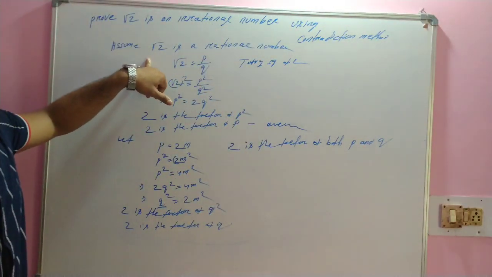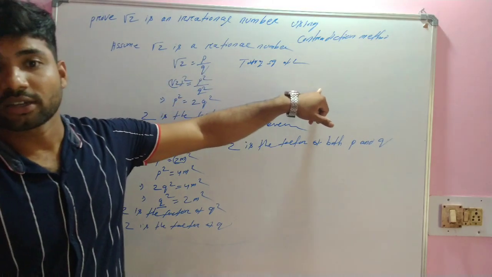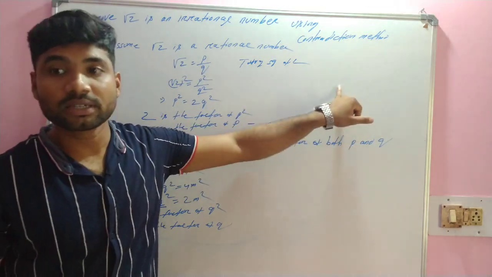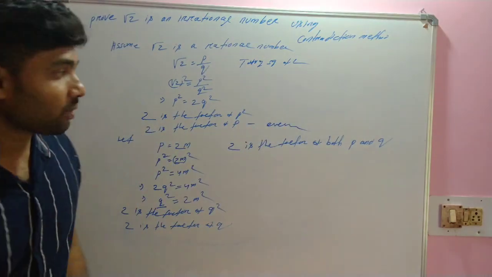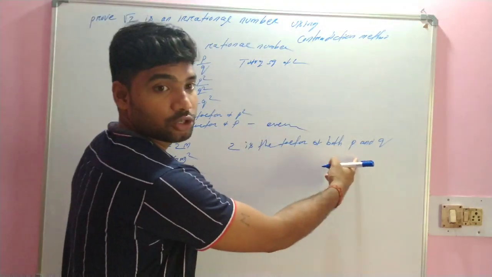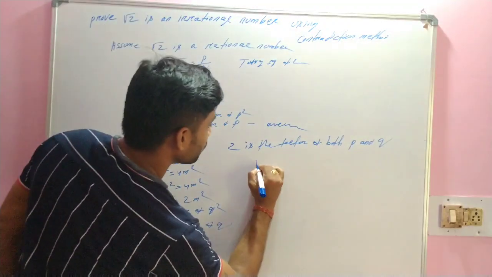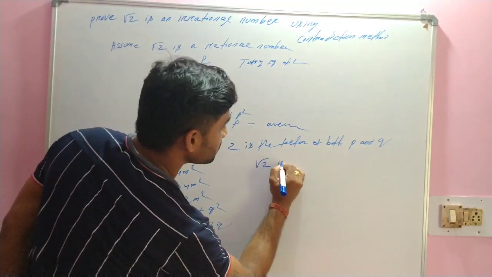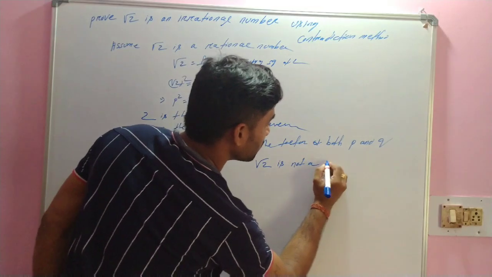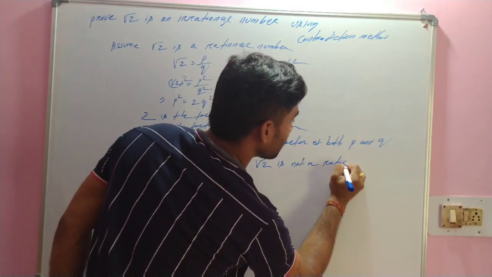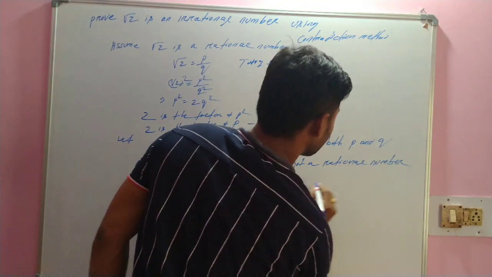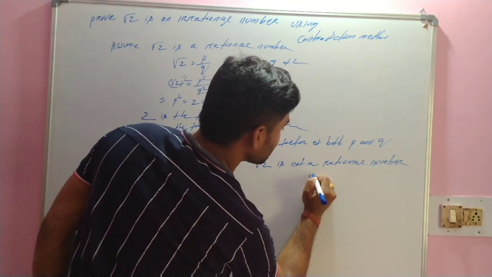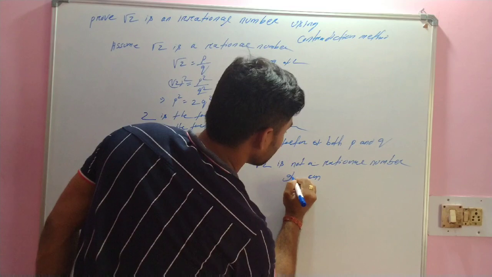As a rational number, we know that there is no common factor of numerator and denominator except 1. But here there is a common factor, 2. So root 2 is not a rational number. It is an irrational number.